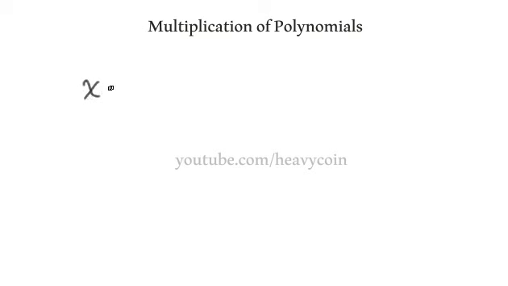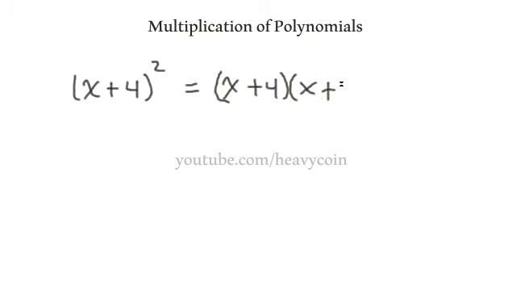Let's say that I had something like this written out. Now, this is to the second power. So what this says is that there's two of these. There's an x plus 4 times an x plus 4. So let's go through and multiply these two polynomials together. Let's say this is a polynomial and this one is here, and we're multiplying them together.